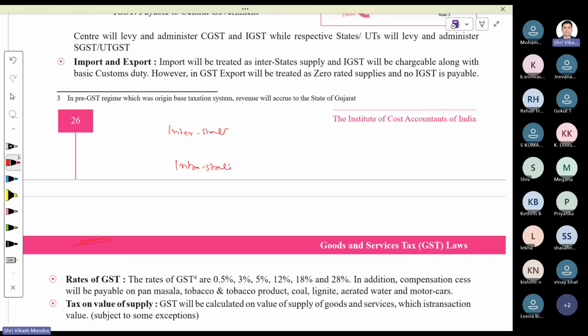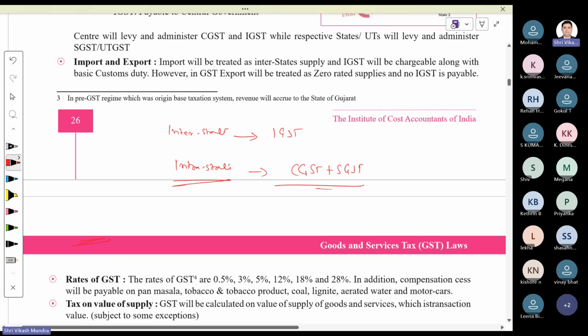If seller and buyer are located in the same state, it will be considered as an intra-state transaction. And where both of them are located in two different states, it will be considered as interstate. In case of interstate transaction, the IGST model of GST is applicable. On the other hand, in case of intra-state transaction, CGST plus SGST both would be applicable.